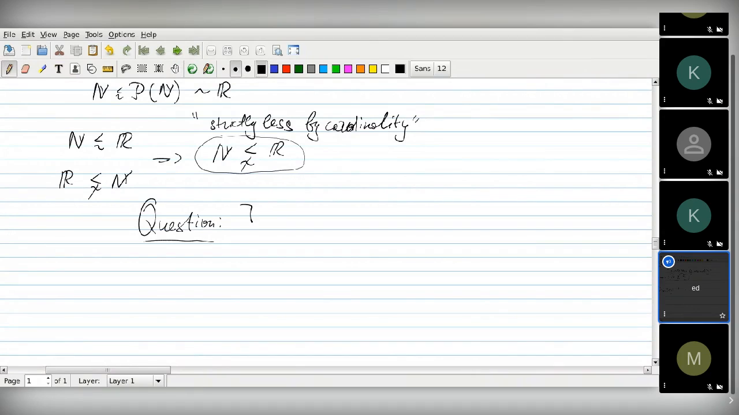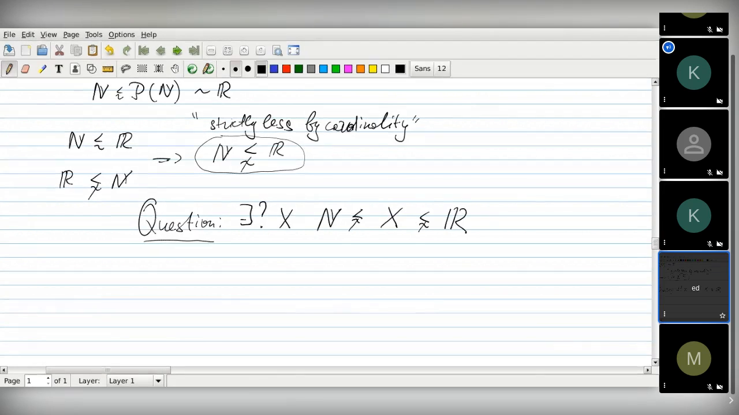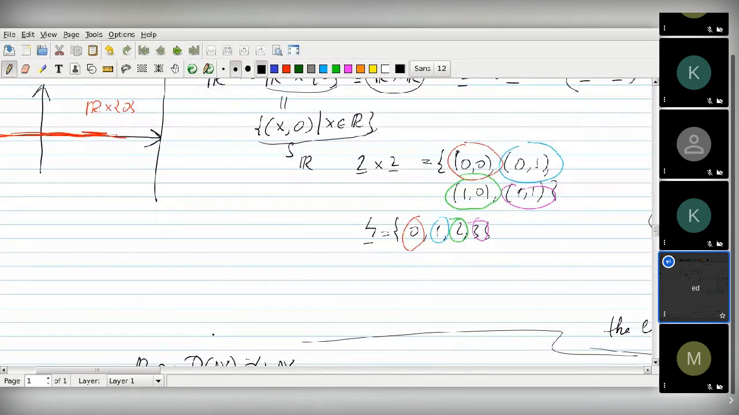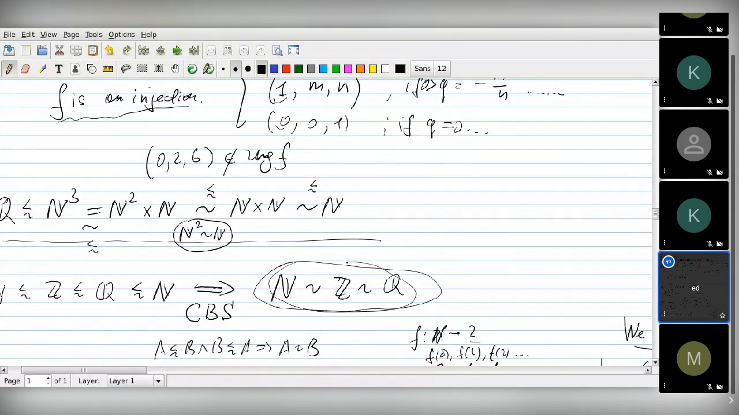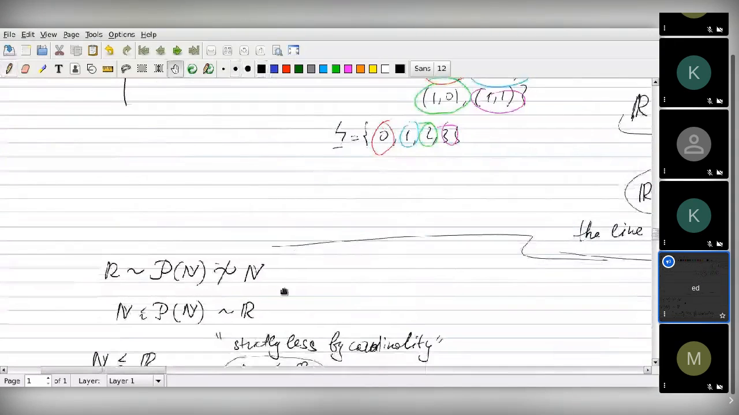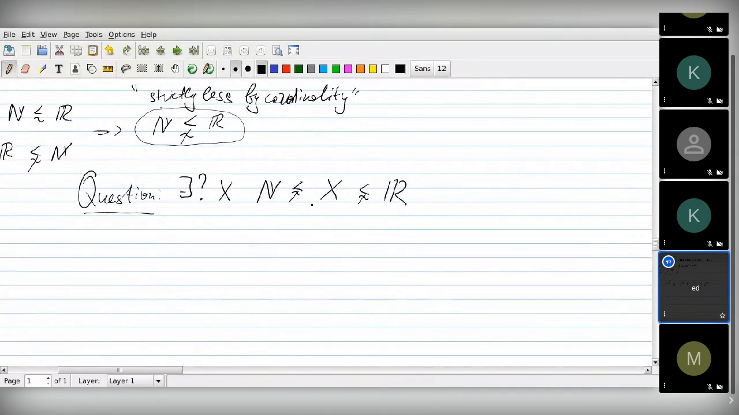But is there any intermediate set? Does there exist such X which has a strictly greater number of elements than N does, and which is strictly less than the set of all reals? Is there such an intermediate X? What do you think? Rationals or irrationals? Rationals? Oh, that's a shame. Rationals are equivalent to naturals. They have the same number of elements. But we want something which is strictly greater.